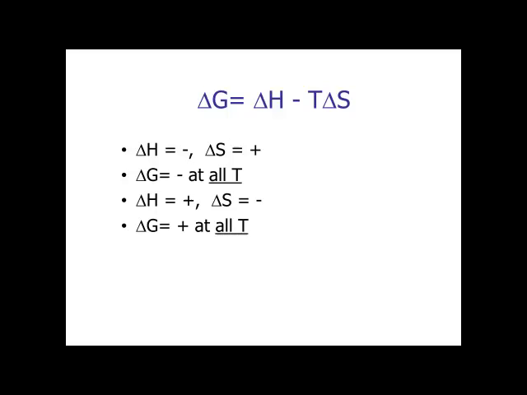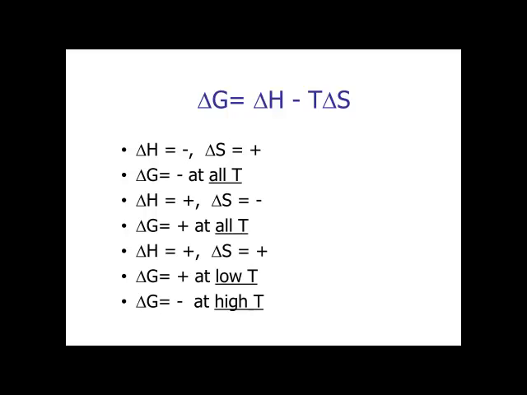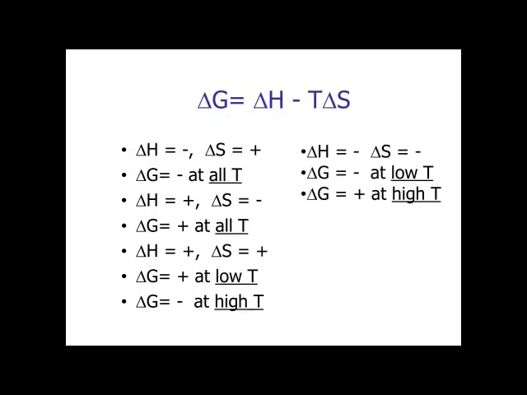If delta H is positive and delta S is negative, delta G will be positive at all temperatures. This will always be a non-spontaneous reaction. If delta H is positive and delta S is positive, then delta G will be positive at low temperatures, but it will be negative at high temperatures. If delta H is negative and delta S is negative, then delta G will be negative at low temperatures this time, but positive at high temperatures.